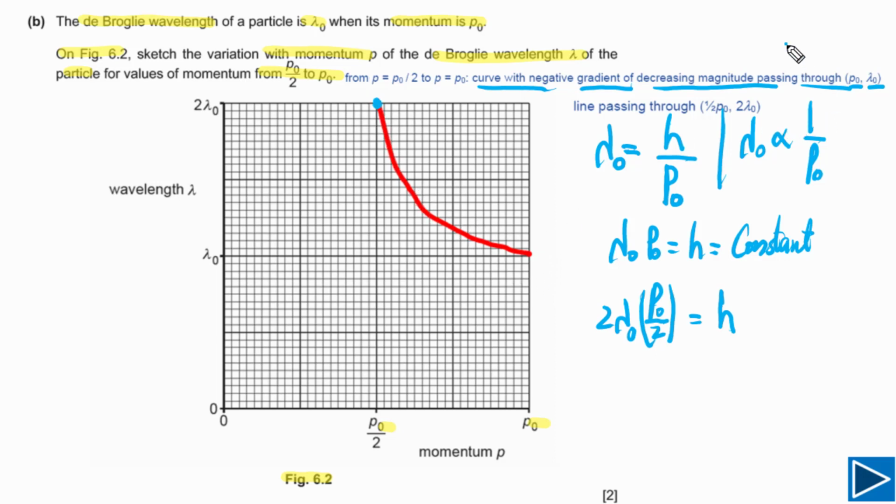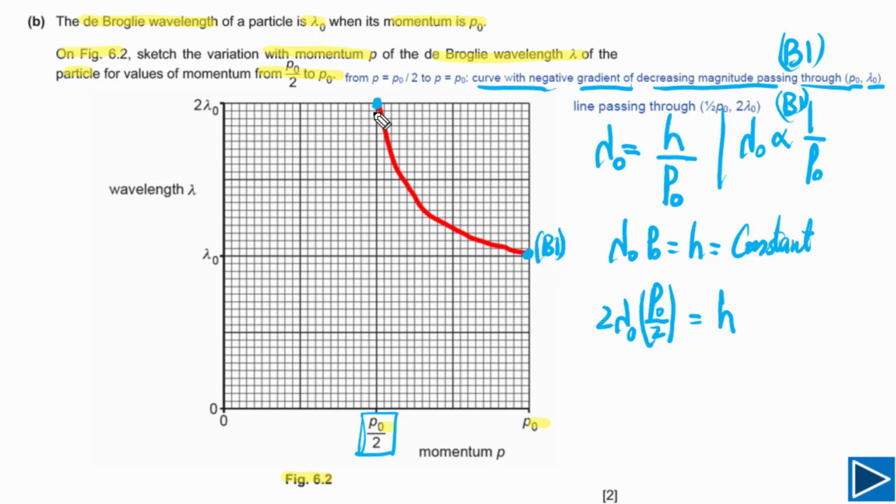So this is 1 mark, this is B mark. And the second mark you will get if your line is passing through p naught by 2 and 2 lambda. So this is p naught by 2 and this is 2 lambda. So this is the second mark. So the first mark, p naught, lambda naught. So this was the first mark. You got 1 B mark.